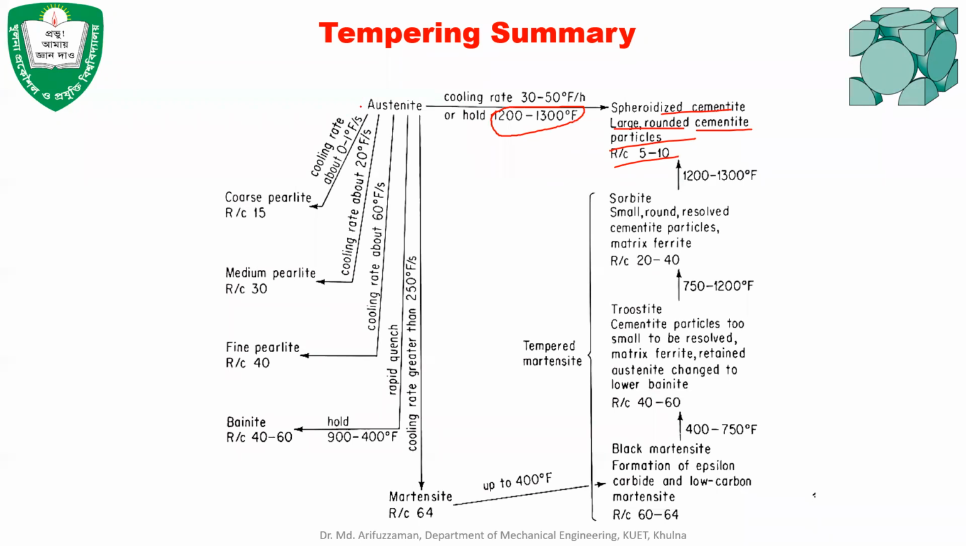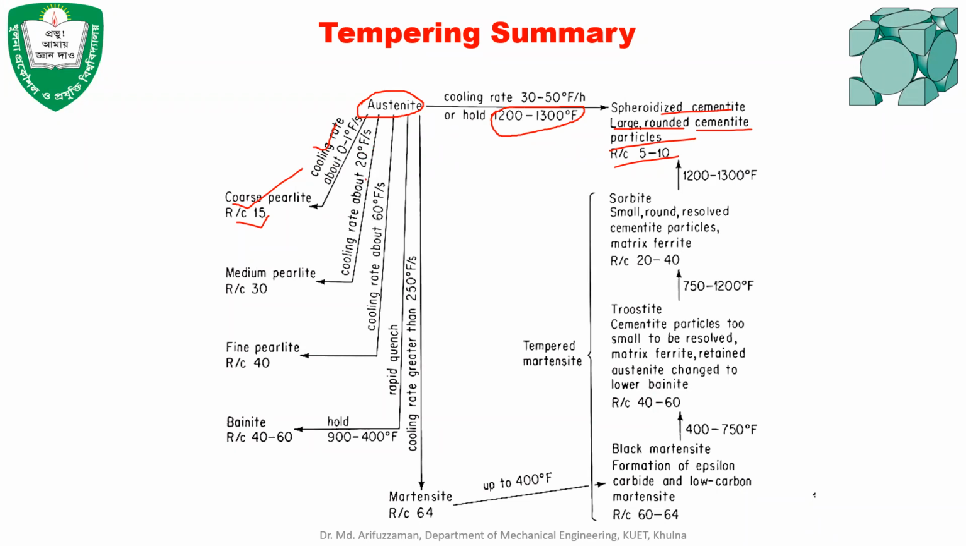Okay, if the cooling rate is very slow, first assume that austenite has been produced by heating, and at a very slow cooling rate, 0 to 1 degree Fahrenheit per second, you will get coarse pearlite. That means you will get a pearlitic structure with the ferrite matrix, and the hardness is very small, like 15.